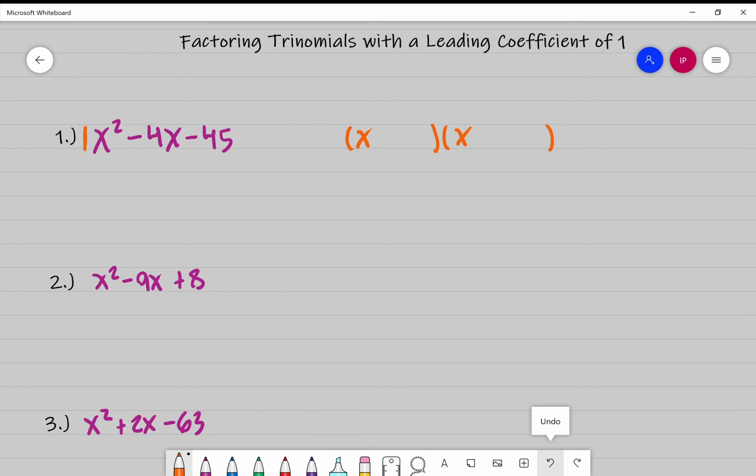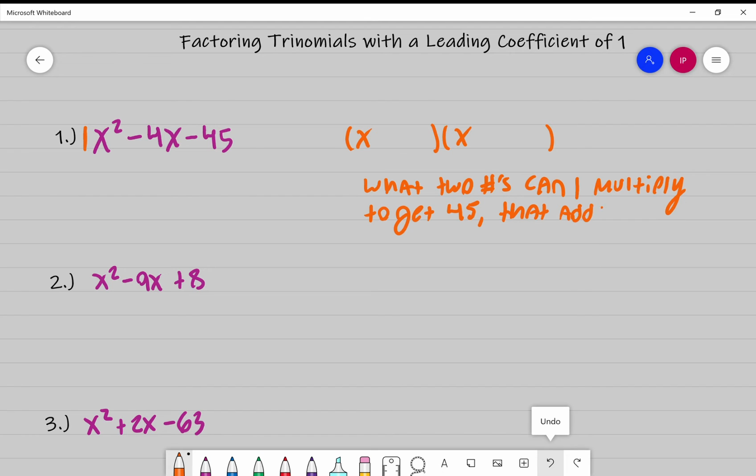So you're going to ask yourself, what two numbers can I multiply to get 45 that adds or subtracts to get 4.